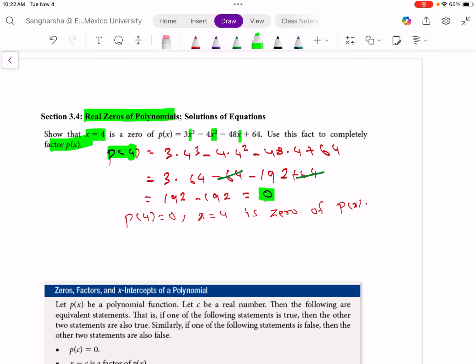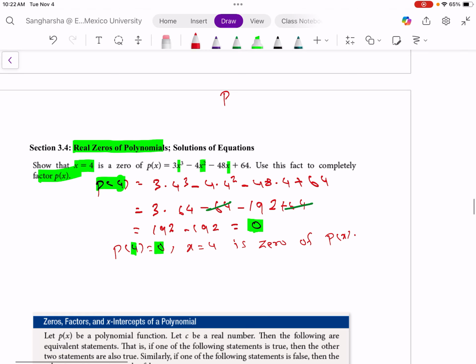Now if our p of 4 is equal to 0, can we find a factor for this polynomial function? So what does our factor theorem tell us? According to our factor theorem, if p of c, where c is any number, is equal to 0, then x minus c is a factor of function p. This is our factor theorem.